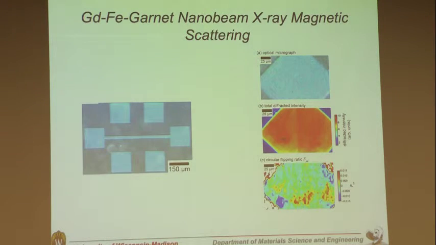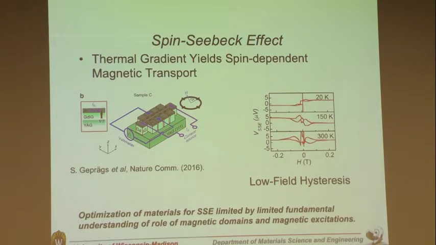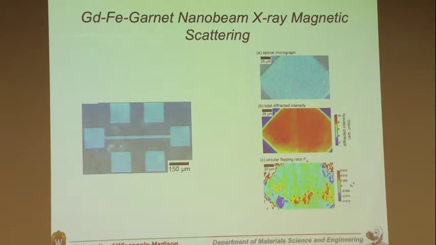This is what a nanobeam X-ray magnetic scattering experiment looks like. This was done at the ESRF. And you see the structure here? This is a simpler version of that structure I just showed you. There's the hall bar, and these are the leads that come up to it. You can't see the 1 micron leads. We're going to look at that pad right there. Okay. And so if we look at that pad, here's an optical micrograph.